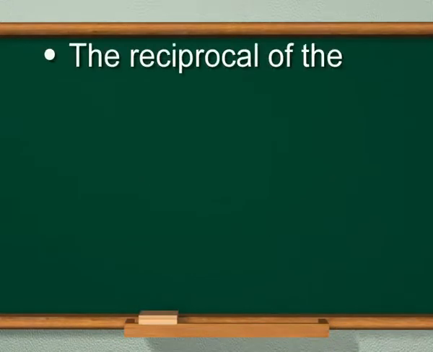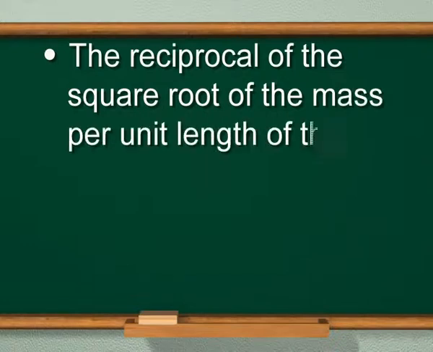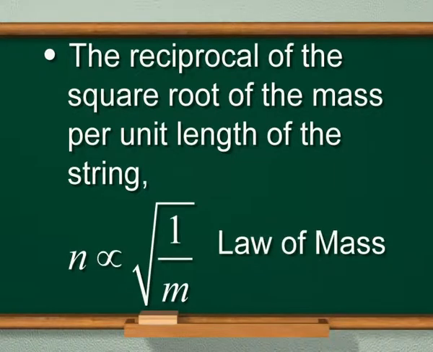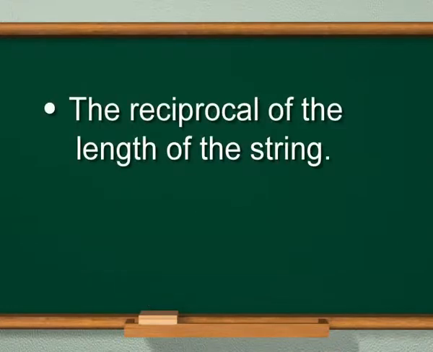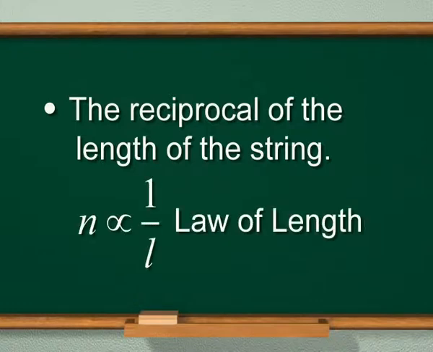The frequency is proportional to the reciprocal of the square root of the mass per unit length of the string. Hence, n is proportional to under root of 1 upon m, where m is the linear density of the string. This is known as the law of mass. The frequency is also proportional to the reciprocal of the length of the string. Hence, n is proportional to 1 upon L, where L is of course the length of the string. This is known as the law of length.